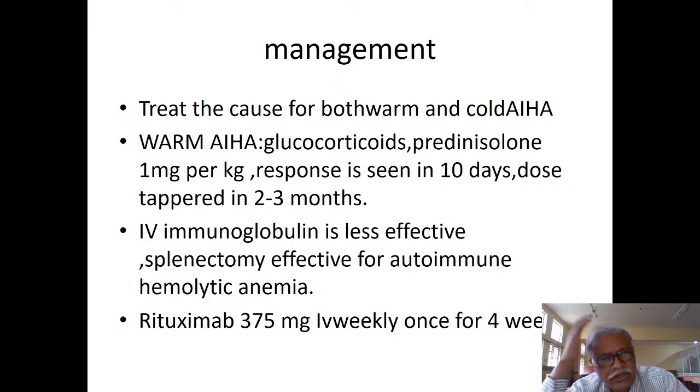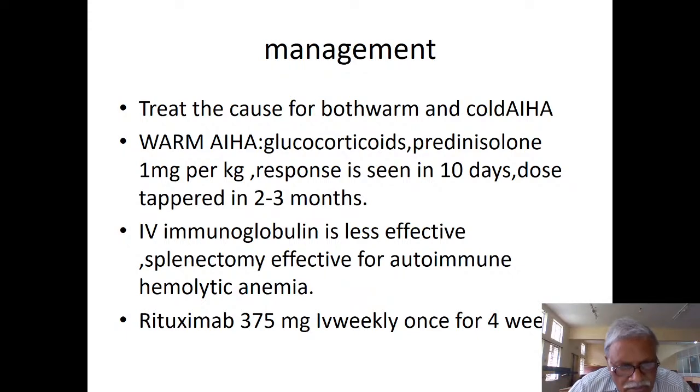like prednisolone 1 milligram per kg. The response is usually seen in 10 days. The dose is tapered over 2 to 3 months, with a minimum dose of prednisolone 5 to 10 milligrams a day at the end of 3 months. Intravenous immunoglobulin is less effective in patients with autoimmune hemolytic anemia. Splenectomy is usually effective for autoimmune hemolytic anemia.